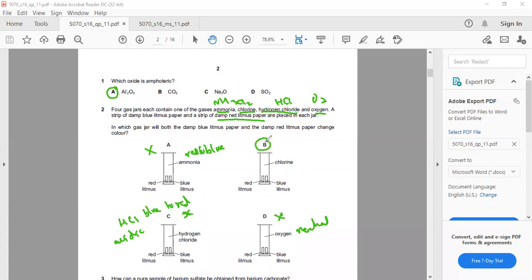So answer is B. Chlorine is a bleaching gas, so it bleaches the color. Whether it is red or blue, it bleaches. So B is the answer.